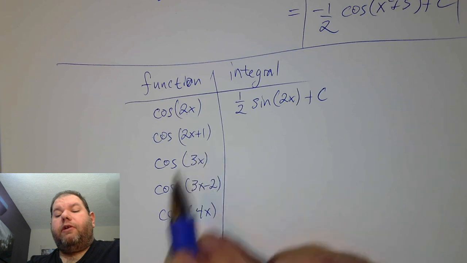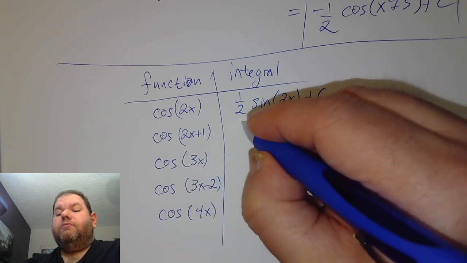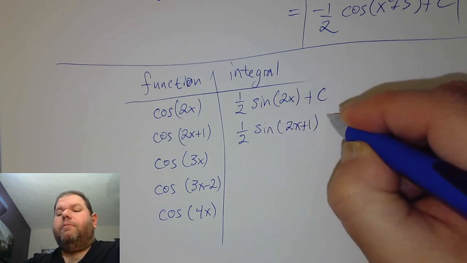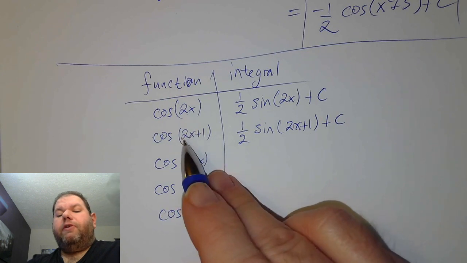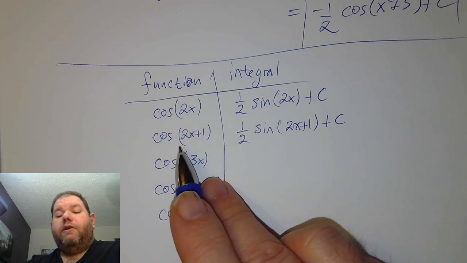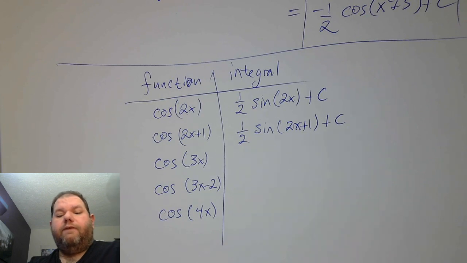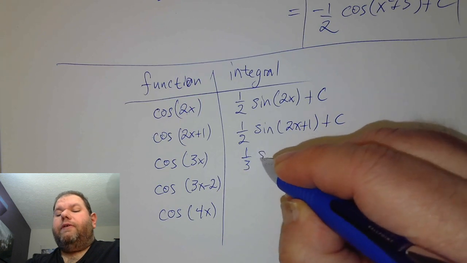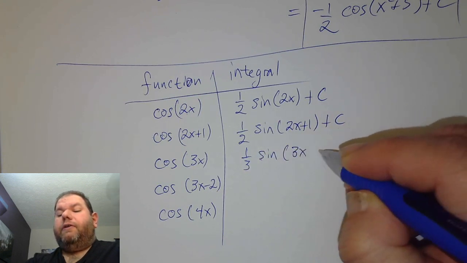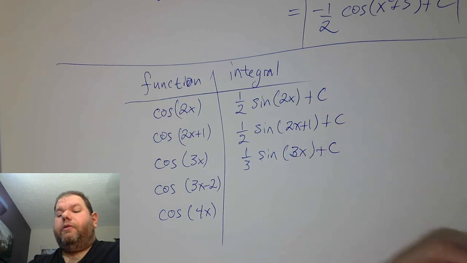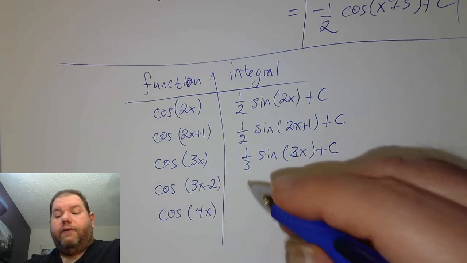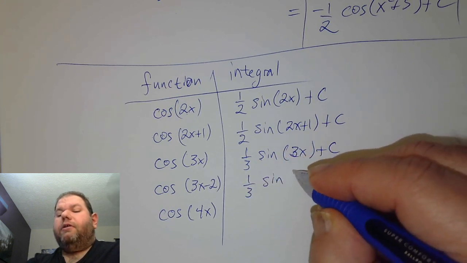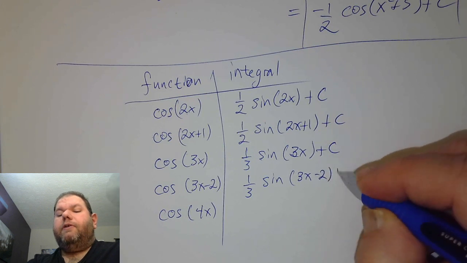Integral of cosine of 2x plus 1, 1/2 sine of 2x plus 1 plus c. The derivative inside the parentheses, the derivative of our u, is still just 2, so we'll still end up with a 1/2. Cosine 3x, we'll get 1/3 sine of 3x plus c. Cosine of 3x minus 2, we'll end up with 1/3 sine of 3x minus 2 plus c.